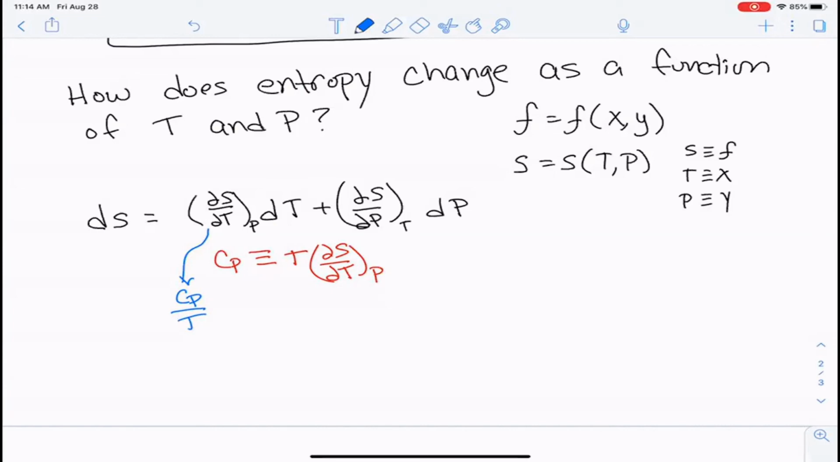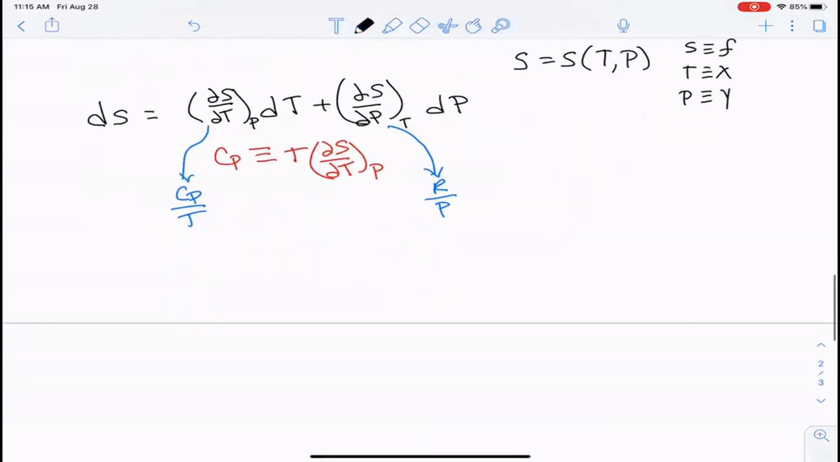Or at least you are used to using it. And this term here, ds dp at constant T, we'll derive this later in the semester. It turns out that for an ideal gas, that's the ideal gas constant divided by the pressure. And so now we actually have an equation that we'll use later this semester, that the change in the entropy is equal to Cp over T dT plus R over P dP.